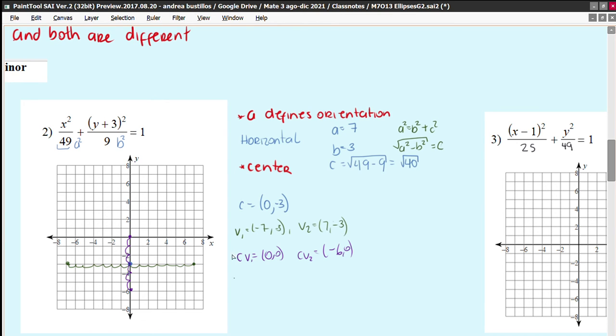The last thing we're going to do is to find the focus. And remember, the foci lie at a distance c from the center, and they lie in the same orientation as the vertices. So if c is the square root of 40, remember that this is approximately 6 and a little bit. So if I want to find the focus, starting from my center, I'm going to move 1, 2, 3, 4, 5, 6 and a little bit. Remember, there's no need to be precise.